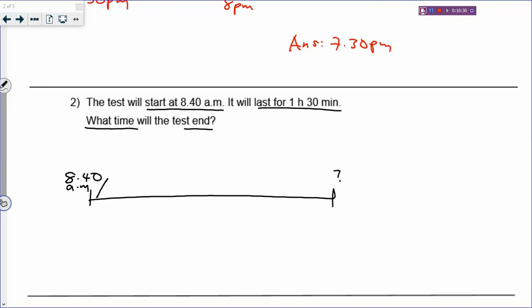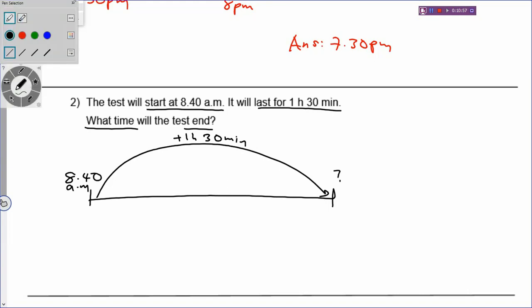So you need to jump one big jump. Okay, now when you do your timeline, you cannot be having one big jump. Alright, you need to jump a few small steps to get the answer. So we're going to jump a few small steps. Alright, now I can get my nearest hour. There are different ways to jump. So let me use the blue color. And my nearest hour is 9 a.m. Okay, 9 o'clock. That is your nearest hour.